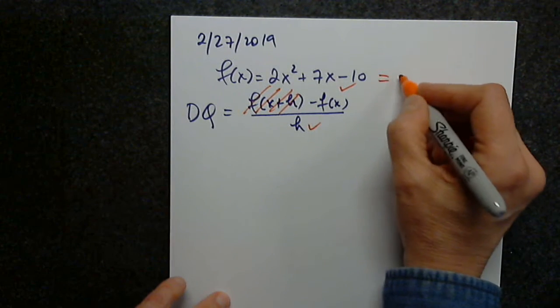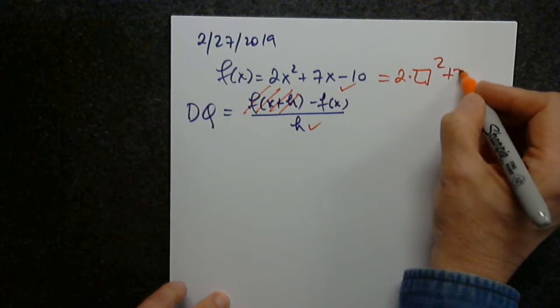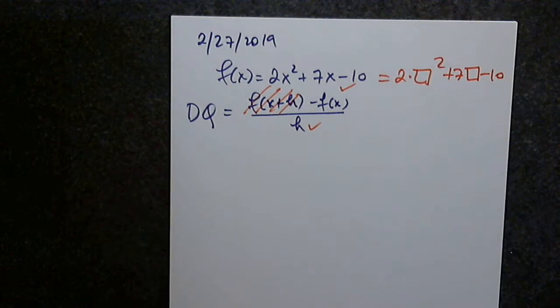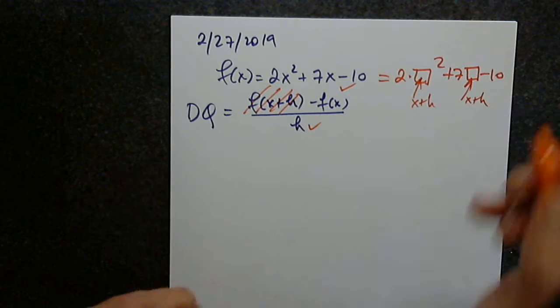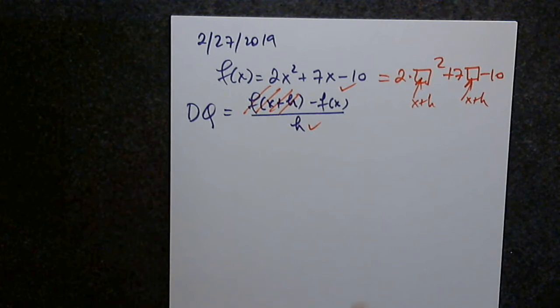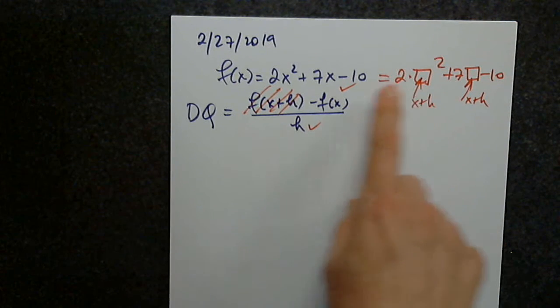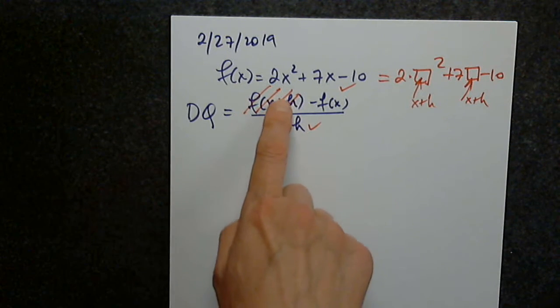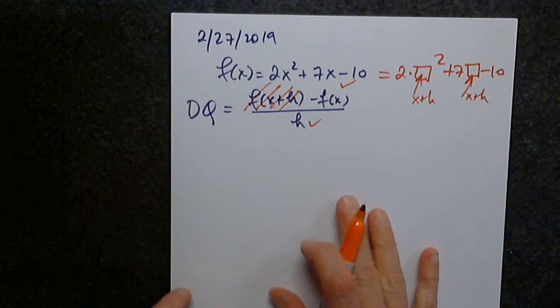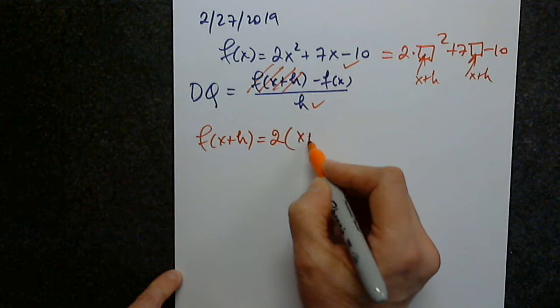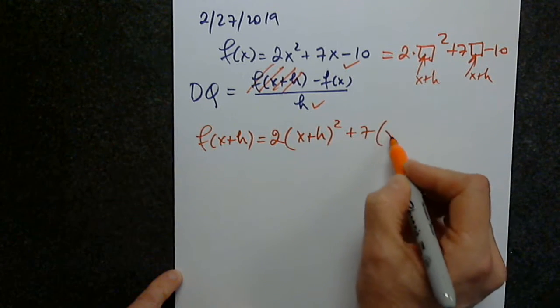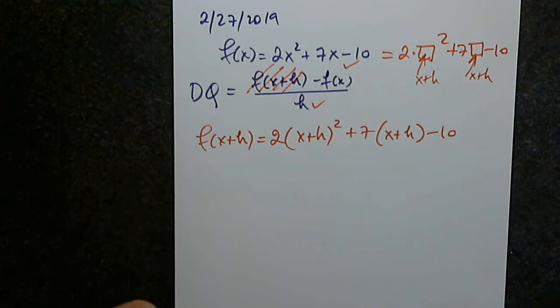So the function is telling us 2 times whatever squared plus 7 times whatever minus 10. Now this is x plus h, and this is x plus h. That's the pattern. When I'm asked to find f of x plus h, it means that I have to replace x by the new argument. So therefore, f of x plus h, stop me if you have questions, is 2 times (x plus h) squared plus 7 times (x plus h) and minus 10. Is this part clear, everyone?